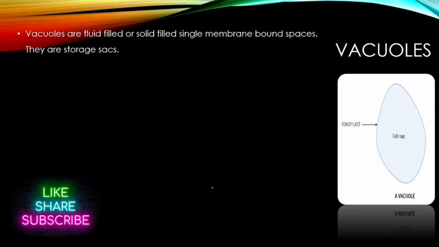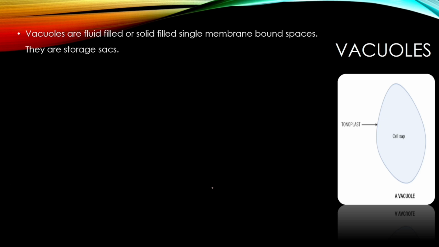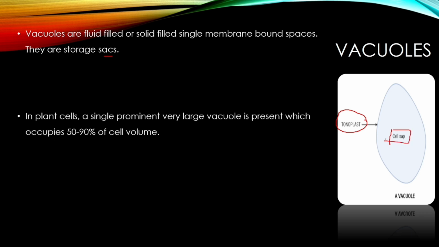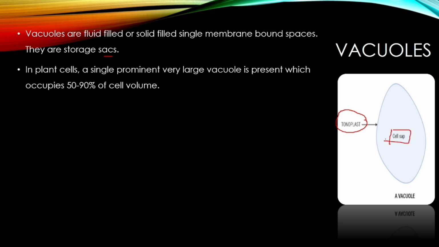Moving to the non-living substance present in the cell, the vacuoles. Vacuoles are the fluid filled or solid filled single membrane bound spaces. They are storage sacs. This question is asked several times. What is the outer membrane of the vacuole called? Tonoplast. What is the fluid present in the vacuole? Cell sap. In plant cells, a single prominent very large vacuole is present which occupies around 50 to 90% of the cell volume. You know the plant cell, right?